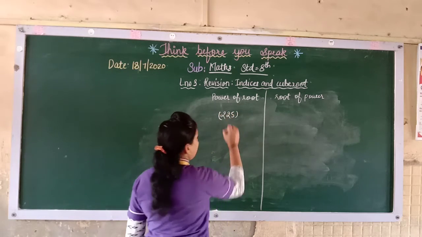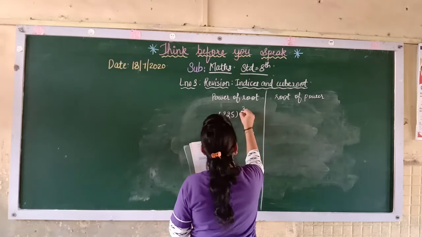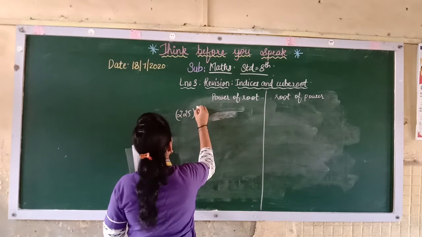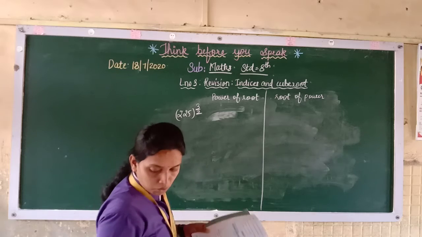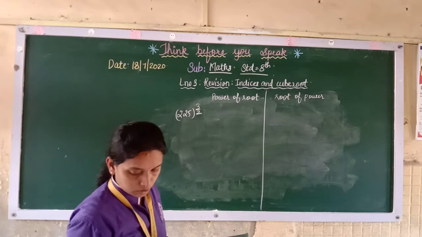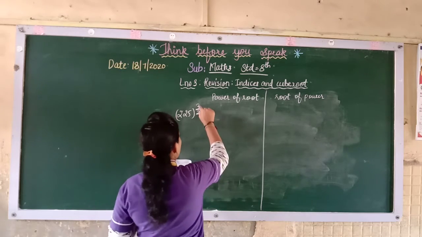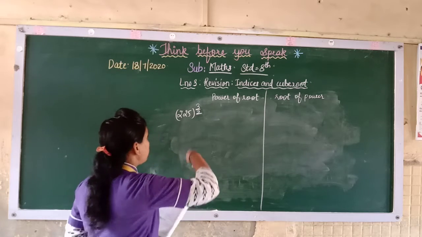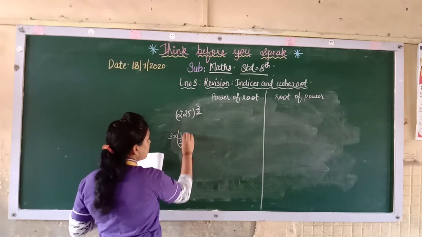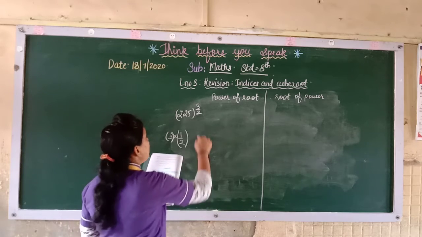225 to the power 3 by 2. So how will you write this? First we have to see the power. So what is the power? The upper number is the power. Actually this 3 by 2 is like 3 into 1 upon 2. So this is considered as the root and this number is the power. So here it is cube.